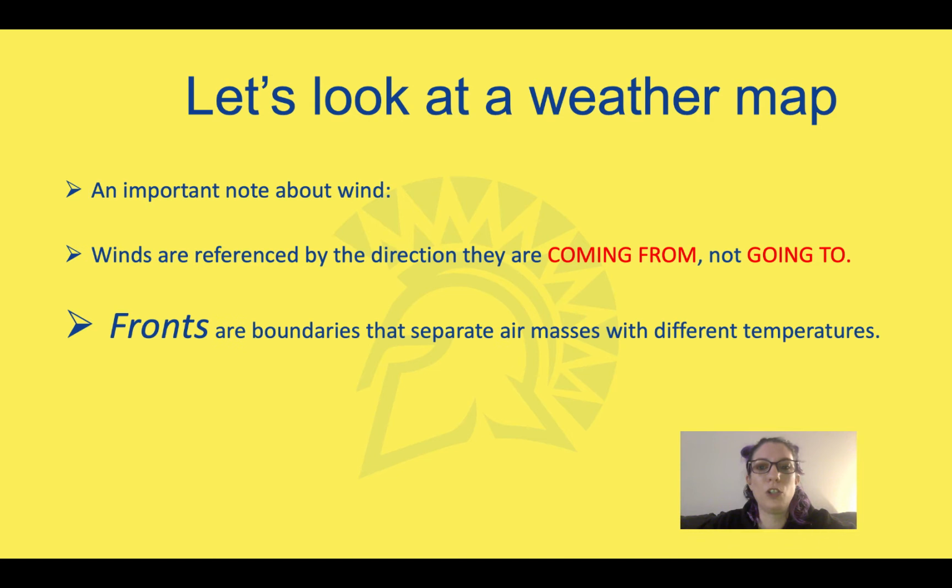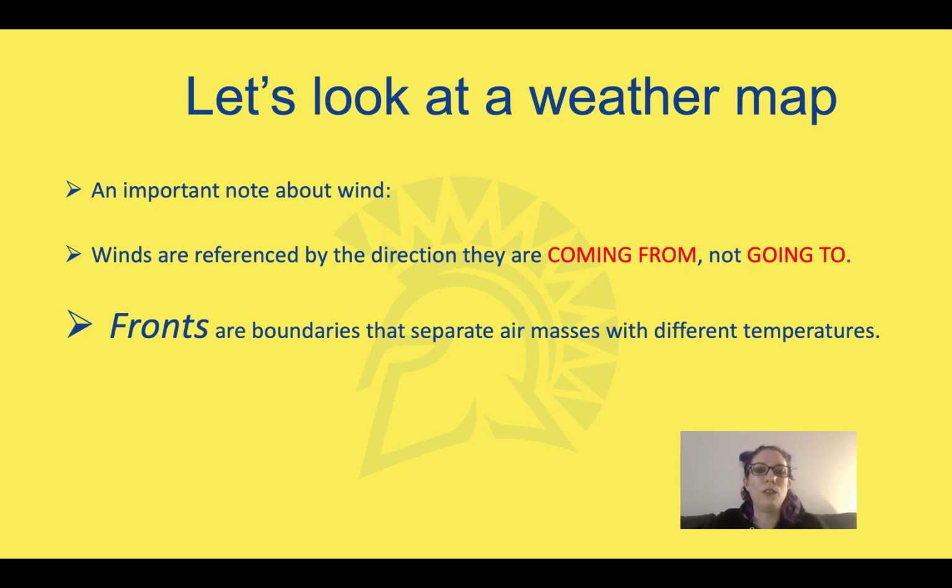So first we're going to start looking at some weather maps. Before we get to the map, we need to have an important note here. Winds are actually referenced by the direction they're coming from, not going to. So if we have wind that's going from California to New Jersey, then that's going to be a westerly wind.